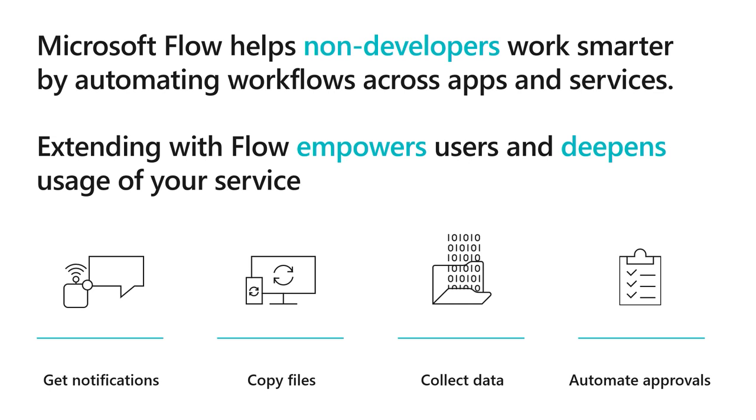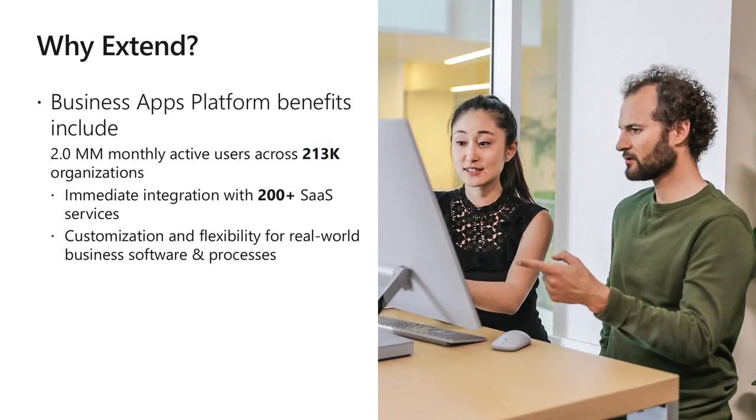So as you may have noticed, the business application platform has over 2 million monthly active users. Flow accounts for about 1.2 million monthly active users. We integrate with over 200 SaaS applications. This includes both first-party Microsoft connectors as well as third-party connectors like Gmail or Slack and so on and so forth.